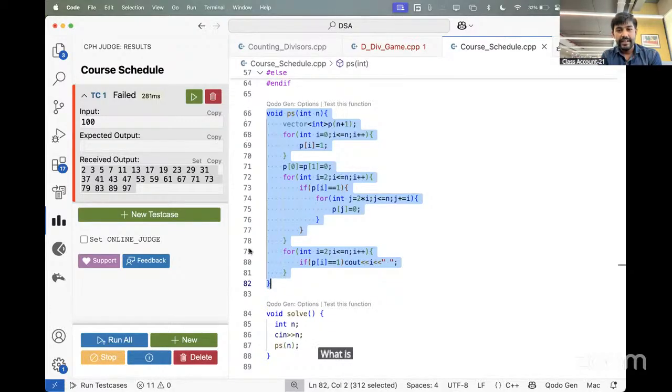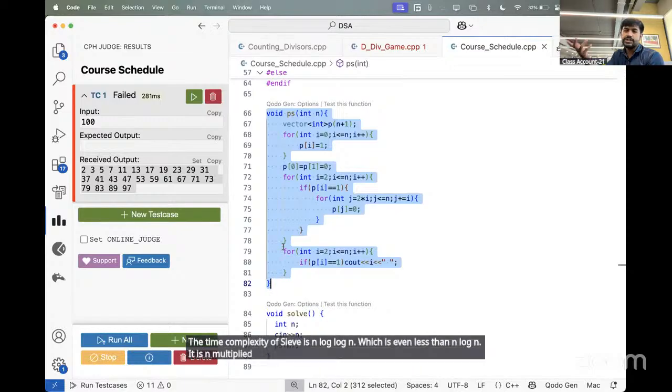What is the time complexity of sieve, sir? The time complexity of sieve is n log n, or even less than n log n. It is n multiplied by a very small constant value.